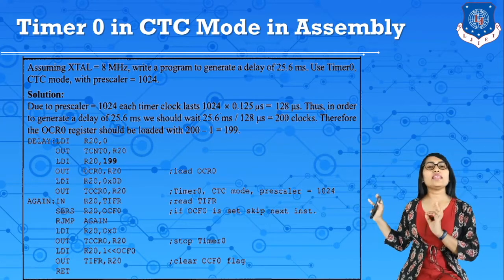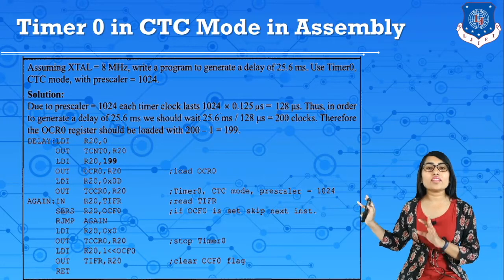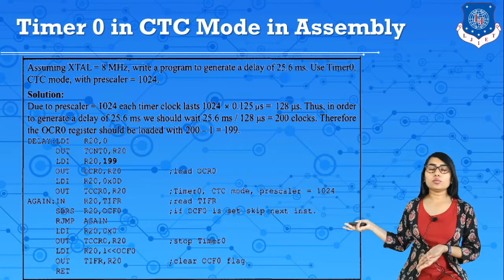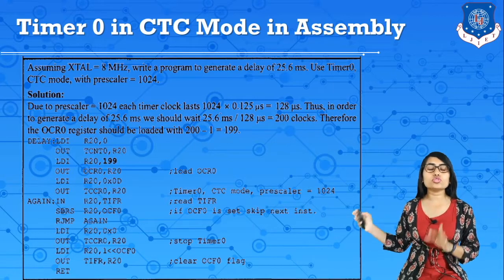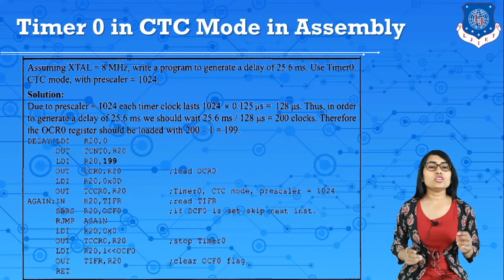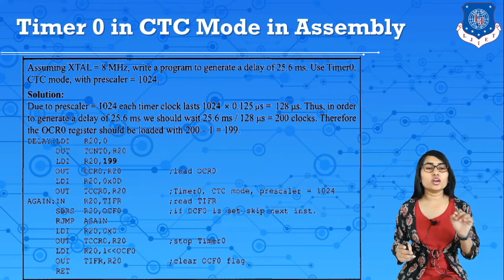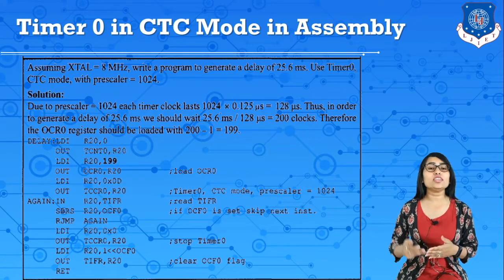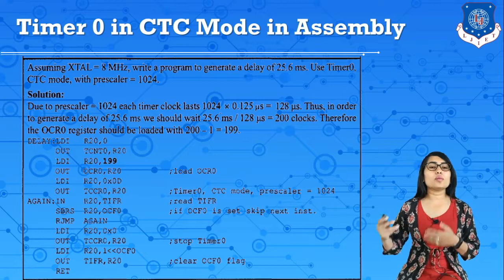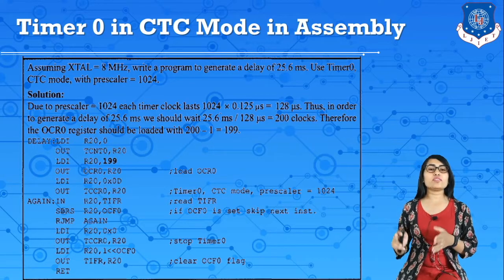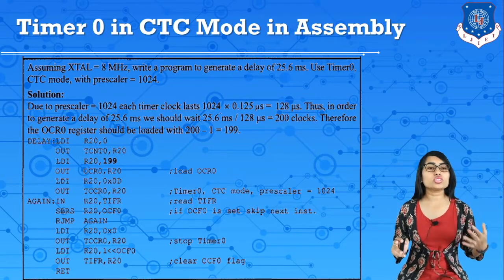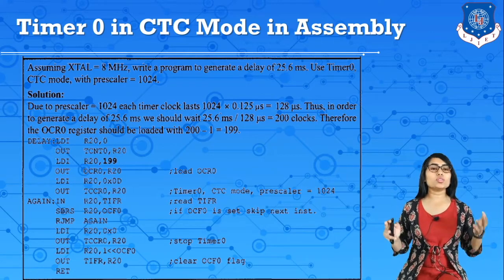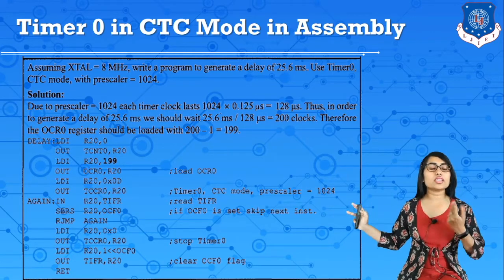Okay, and now we have to load this value 200, but here the OCR0 register is used. So here we use the value OCR0 equals 200 minus 1, so 199. So in CTC mode we load 199. So it increments values up to the calculated value, and whenever it becomes equal to the OCR0, then it will stop the counter in CTC mode.